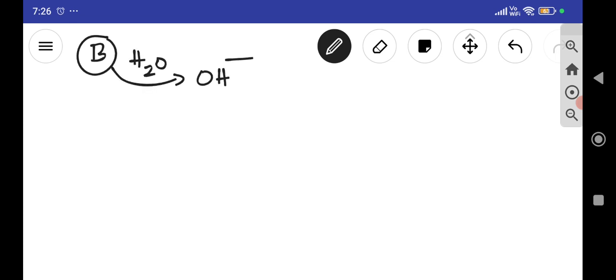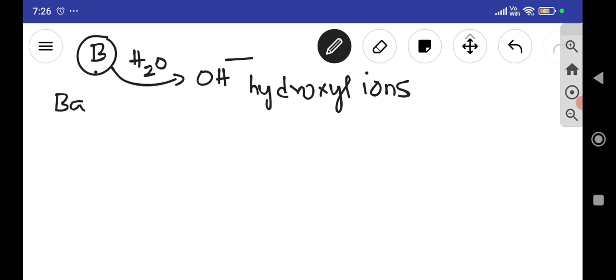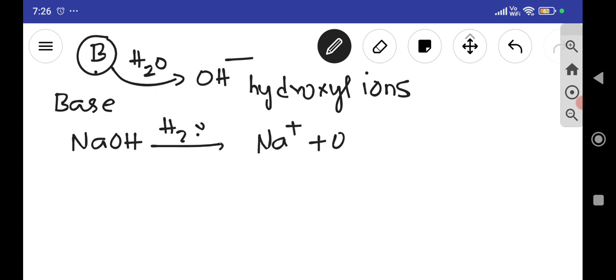Now what is a base? A base is a substance. If you take B, add water to this and it gives OH minus, which is known as hydroxyl ions, then you call this substance B a base. Example, NaOH in water gives us Na plus and OH minus. Because it is releasing OH minus ions, you call NaOH a base.